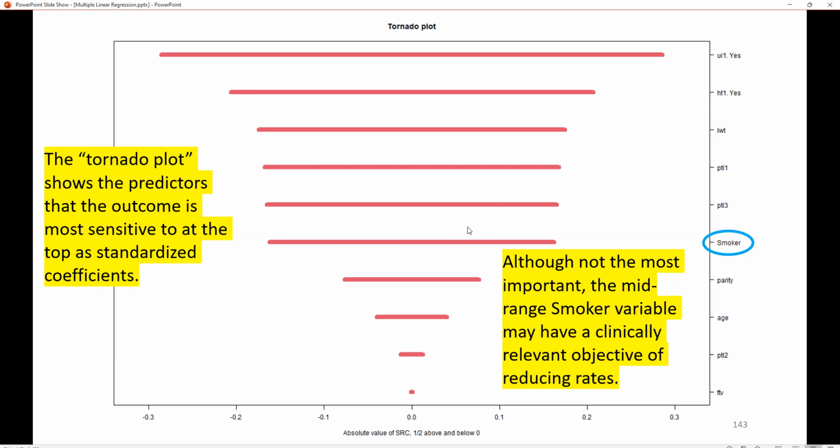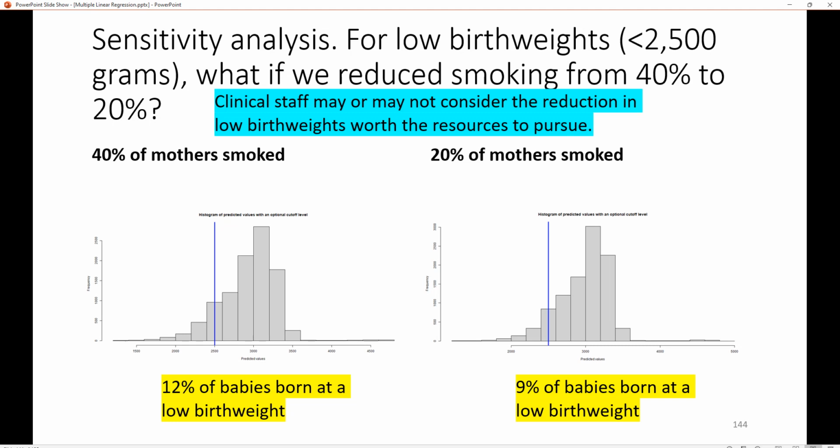But the one thing that we might be able to modify would be smoking behavior. That's a difficult thing to do, but there may be ways to do that with uterine irritability as well. I'm not sure, but hypothetically, if we wanted to focus on smoking, that would be something that we can probably modify. And so we will do that with the sensitivity analysis.